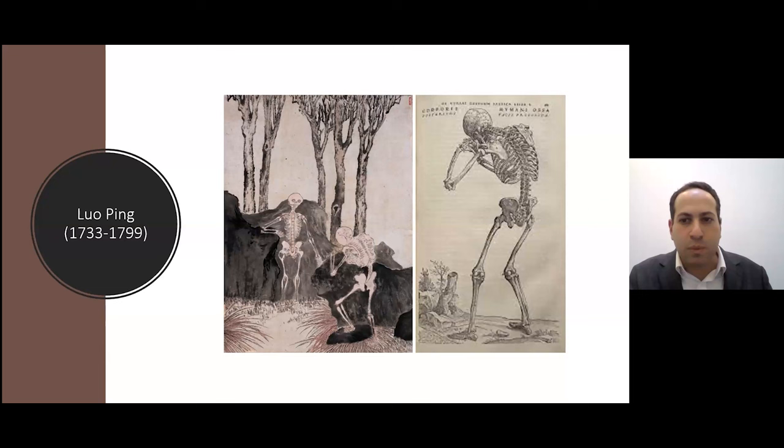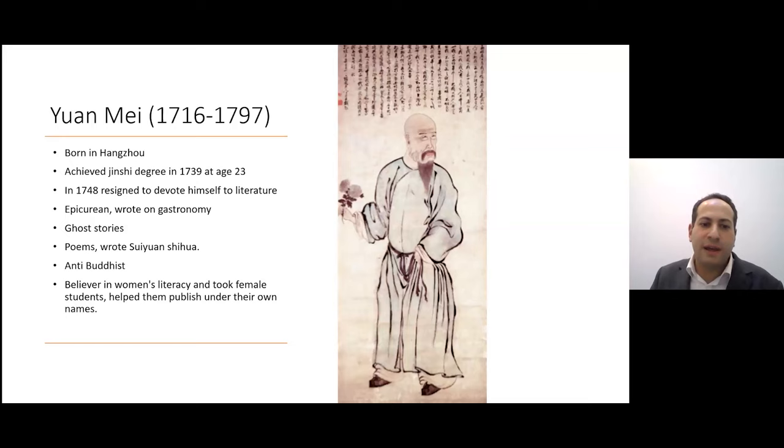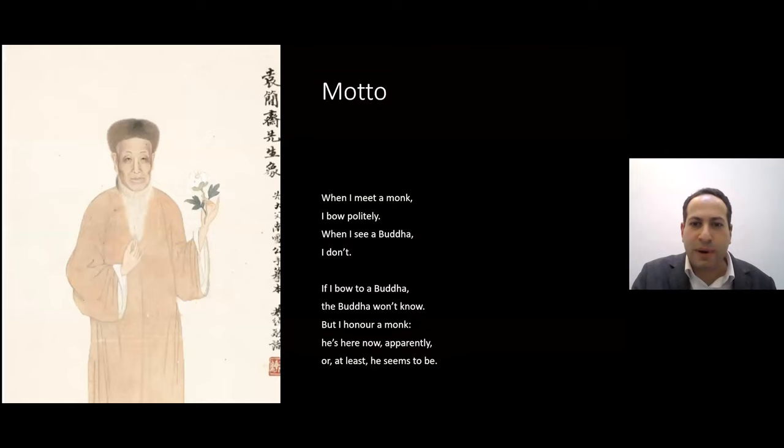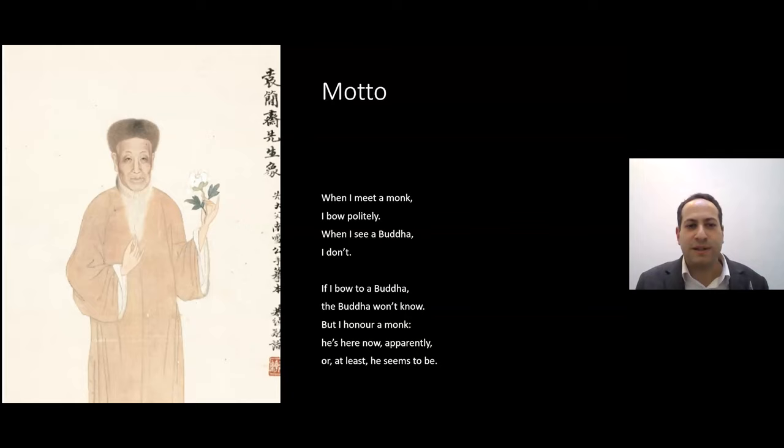And another scholar, just to talk briefly, probably the most significant poet of this period is Yuan Mei, a bon vivant who was an Epicurean. He wrote on gastronomy, ghost stories, and poems. He was also a believer in women's literacy and took female students and helped them publish their own books. And here are some poems by him. He was not particularly fond of Buddhism, which talks about stripping desires and desire as being the root of all evil and suffering. He completely disagreed with that.